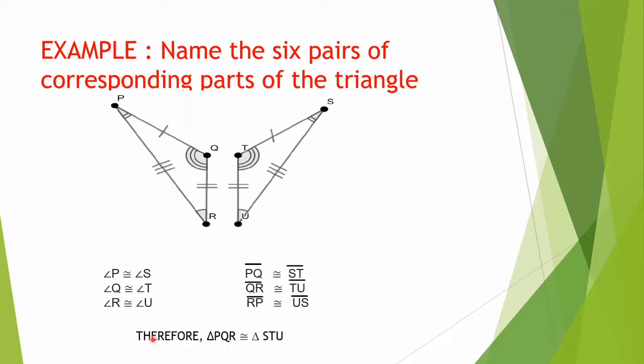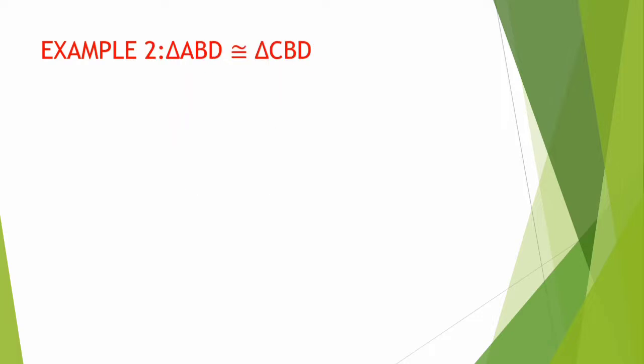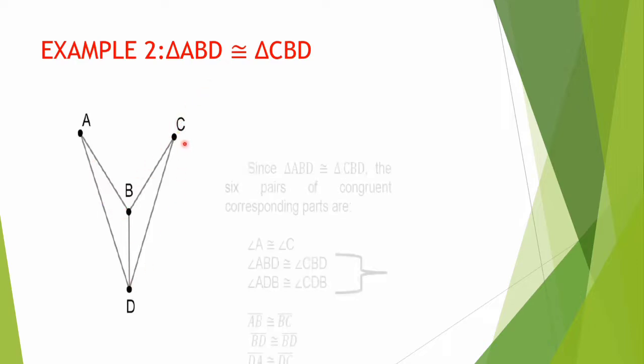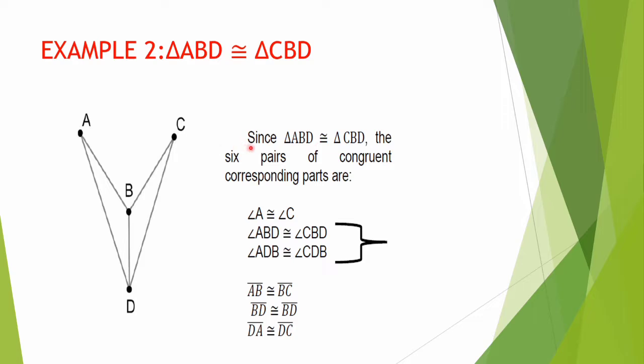So therefore, triangle PQR is congruent to triangle STU. Another example, triangle EBD is congruent to triangle CBD. So since triangle EBD is congruent to triangle CBD, the 6 pairs of congruent corresponding parts are, for corresponding angles, we have angle A is congruent to angle C.